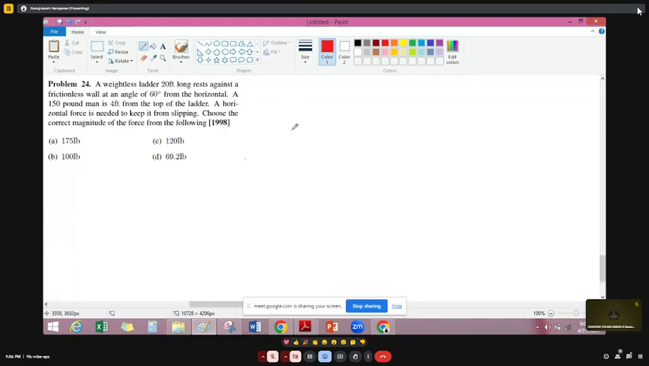A weightless ladder 20 feet long rests against a frictionless wall at an angle of 60 degrees from the horizontal. So from the horizontal it is 60 degrees. So this side it is 60, so that means this is also 60. 20 feet long, so this is 20 feet. Generally it should be meters and kg, but to confuse you, they have given it in feet and pounds, like British units.